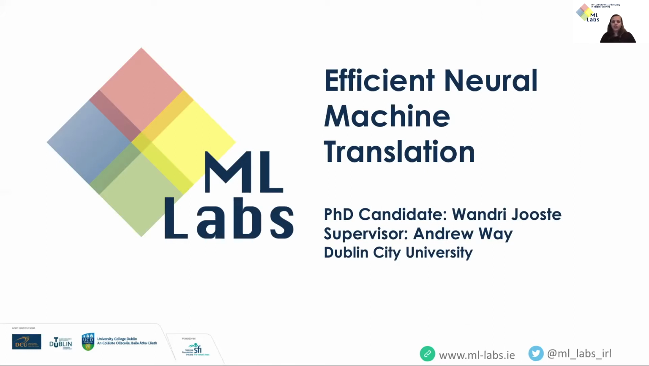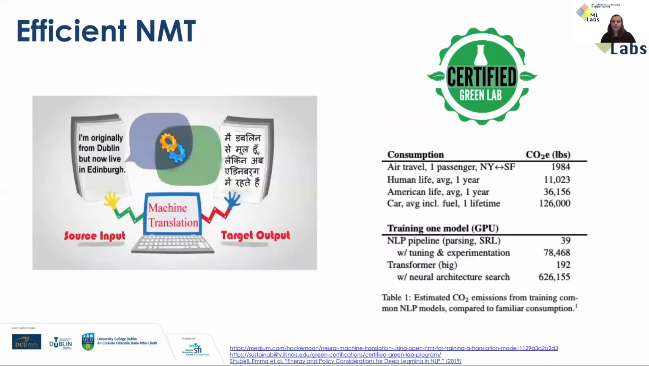My research is focused on developing more efficient neural machine translation models. These models are used to build tools like Google Translate or Microsoft Translator, for example. And the amount of data used for training a neural machine translation model is growing, and that's to increase the accuracy of the translations output by these models.